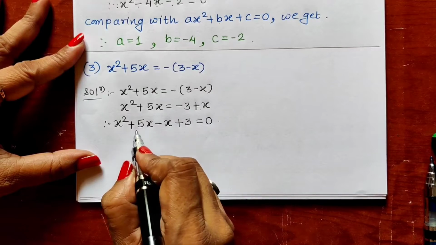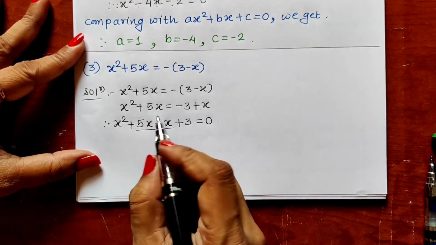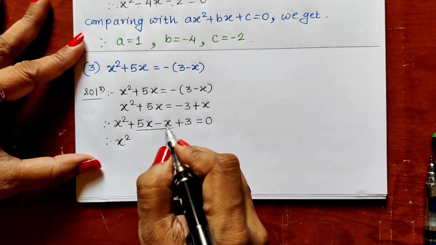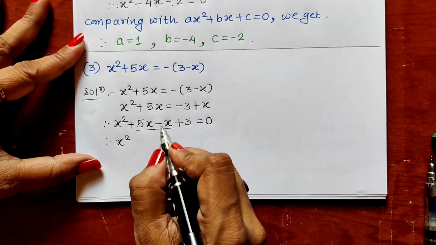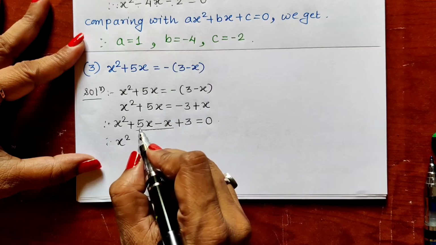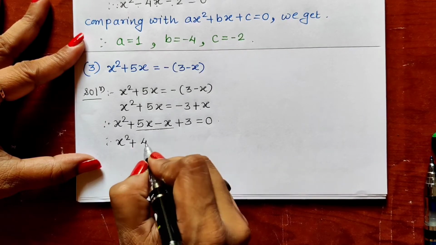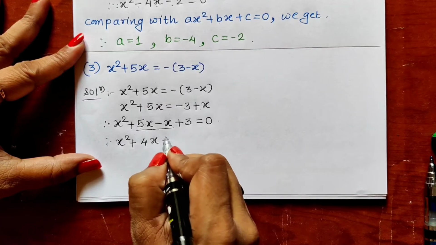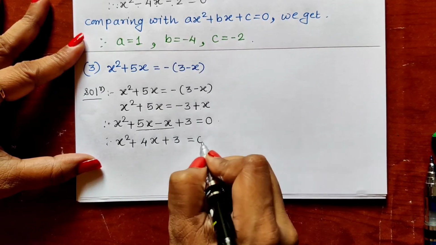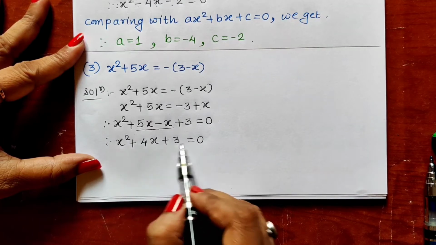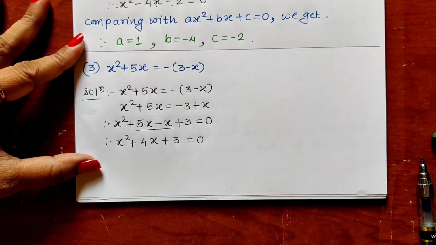Now two like terms we can see here, 5x and x. So we can subtract them. Therefore x square is equal to plus 5x minus 1x. Nothing is there, no coefficient means 1 is always there. So plus 5 minus 1 will be plus 4x plus 3 is equal to 0. Now we are getting the standard format of ax square plus bx plus c is equal to 0. So we can compare.